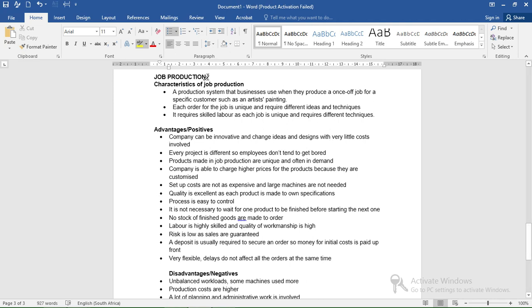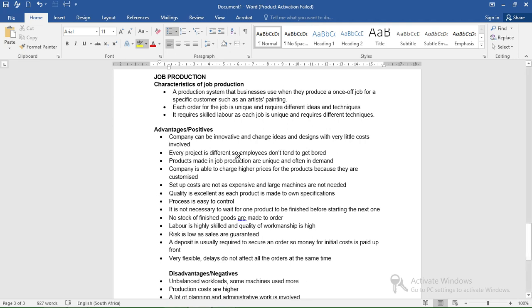Also, guys, another example of job production is designers of clothes. I think that's what you're more familiar with. Yes, they design. You go there and say, I want something like this, another person wants something like that, another person wants something like that. So those designers make different things each and every time they're dealing with a specific customer. So they use job production, right?